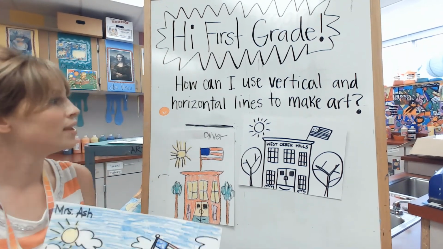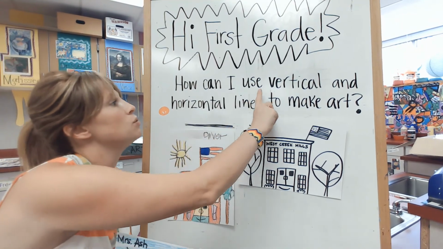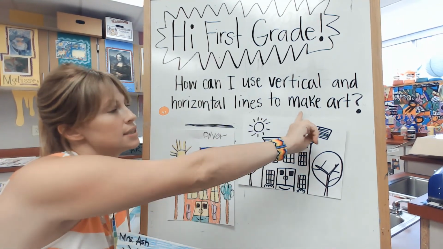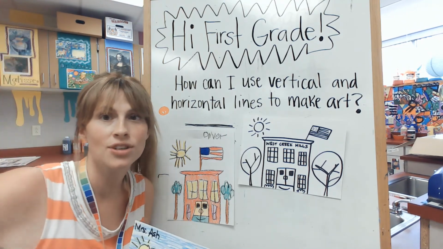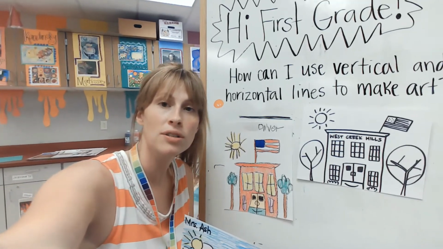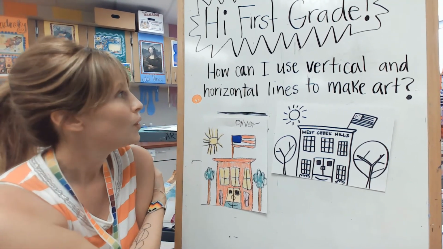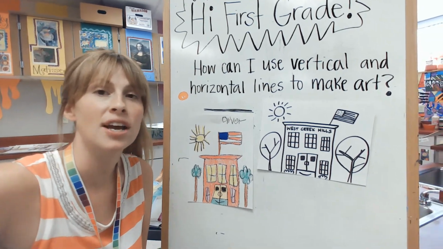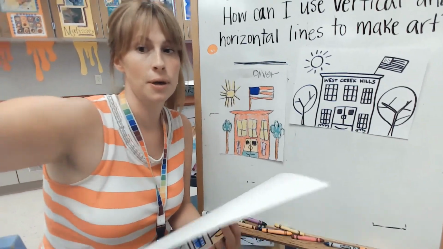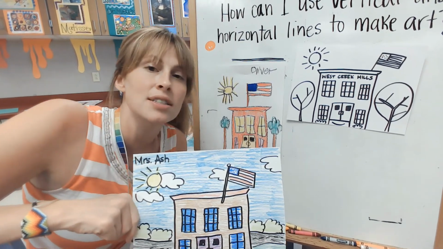Alrighty, so if we look back and answer our question from today, it said, how can I use vertical and horizontal lines to make art? So in this project, we used horizontal and vertical lines to make squares and rectangles for our school building shape. So we were able to use both lines in our project. So let's look back at this guy right here. This is what mine looks like. I'm excited to see what your school building looks like.